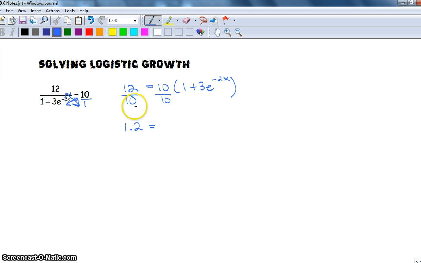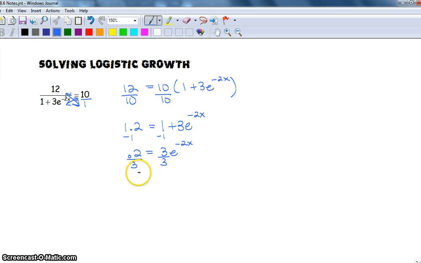So if like this one was 1/3, you wouldn't write it as a decimal because that would be 0.3 repeating, and you wouldn't be able to hold the true value. So since 12 divided by 10 is exactly 1.2, you have the option of the decimal or the fraction. So that equals 1 plus 3 times e to the negative 2x. Remember, my goal is to get to that x up there. So we do solving like we would solve any other problem. We subtract 1. 1.2 minus 1 is 0.2 equals 3e to the negative 2x. We divide by 3.